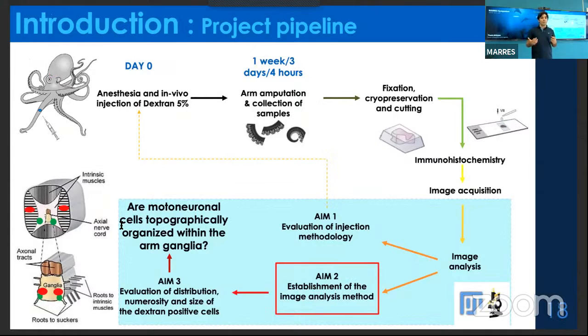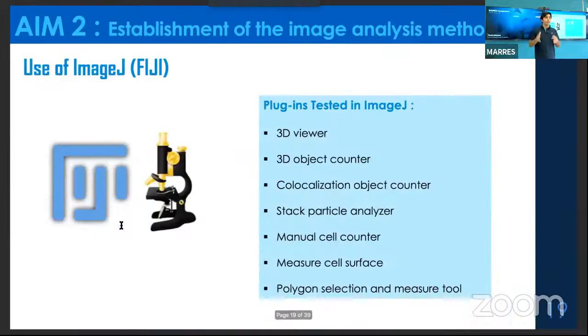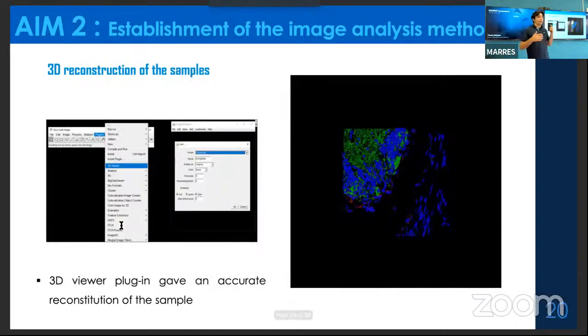In order to exploit the images, I had to establish the image analysis method. So I used the ImageJ software, which is an open source software. I tested different plugins in order to make a 3D reconstruction, to count the positive cells, and also to measure the soma of the cells. So I compared automatic counting method and manual counting in order to find the most reliable way to analyze those images. So first, for the 3D reconstruction, I used the 3D viewer plugin, which gave a really accurate reconstruction of the image of the sample.